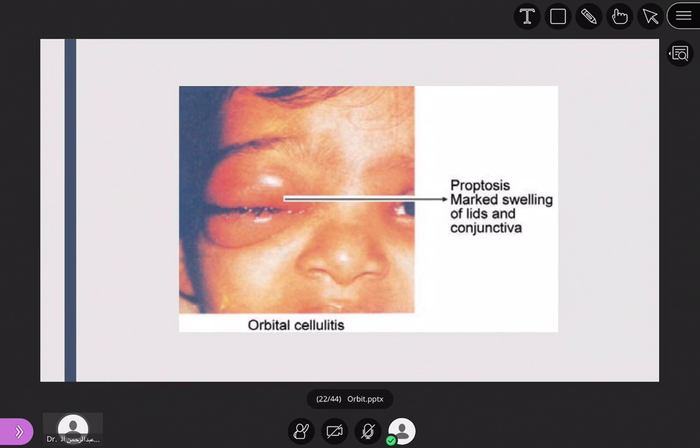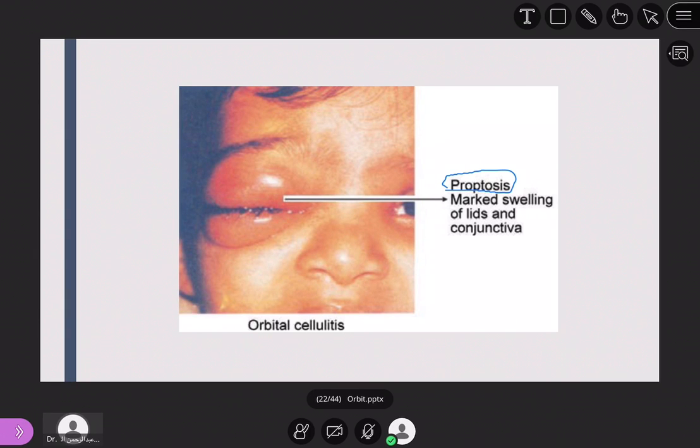This is how it looks in orbital cellulitis. Proptosis, marked swelling of lids and conjunctiva. Of course here you cannot see proptosis, you can see only swelling. Proptosis is protrusion of the eyeball. The eyelid is covered, so you cannot see proptosis. From this photo, you never know if it's orbital cellulitis or preseptal cellulitis. You cannot know.